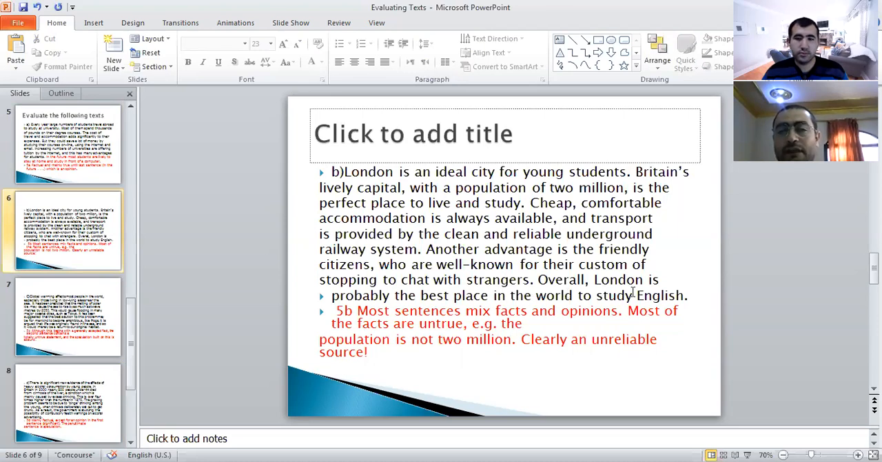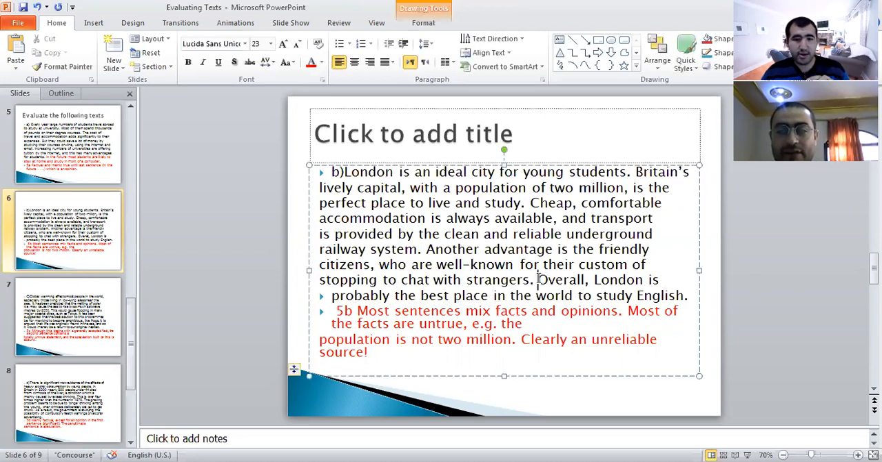Overall, London is probably the best place in the world to study in. This is an opinion, because you're not sure about it, and there's no evidence or facts put in there for this statement. So the last sentence is an opinion. Yes, I think it is an opinion.